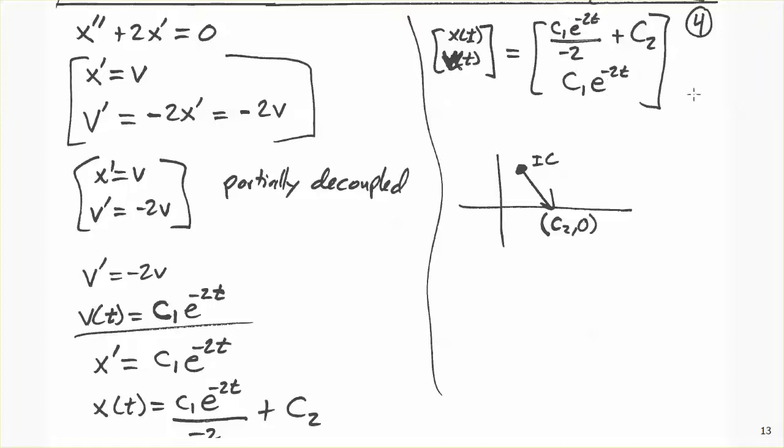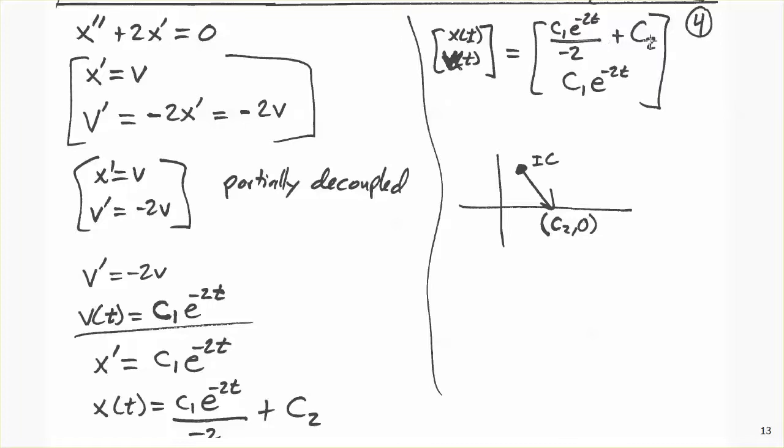And you might wonder, well, what does this look like in the phase plane? Well, let's think about it. Let's look at the v first here. So this is x and this is v. This is a negative exponential. It should be shrinking to 0. So if I start here, it should be moving down towards 0 in the v direction.